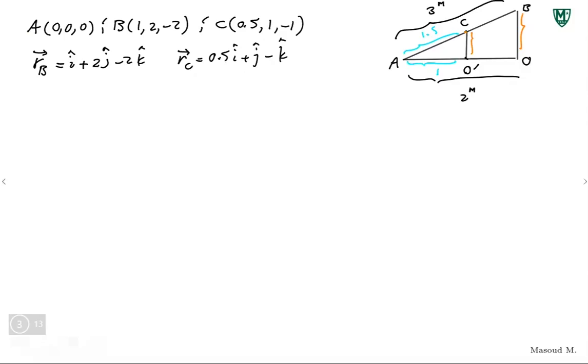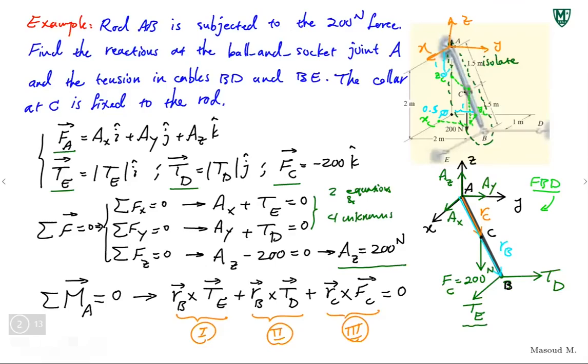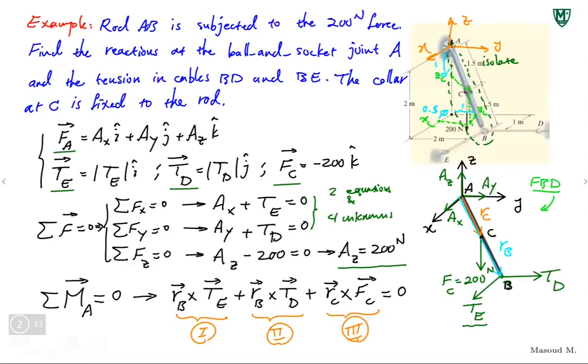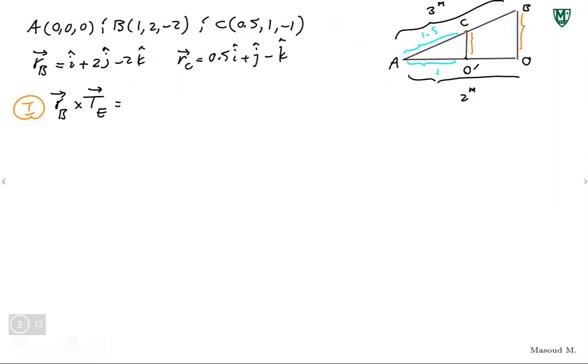I can calculate every component of this moment. Right? RB cross TE plus RB cross TE plus RC cross FC. I have forces represented in Cartesian coordinates. I have position vectors represented in Cartesian coordinates. All I need to do is just find the cross products. So one, I think it was RB cross TE. Correct me if I'm wrong, but I think that one was RB cross TE. T just has one component, so just write it like this. We have I, J, and K.